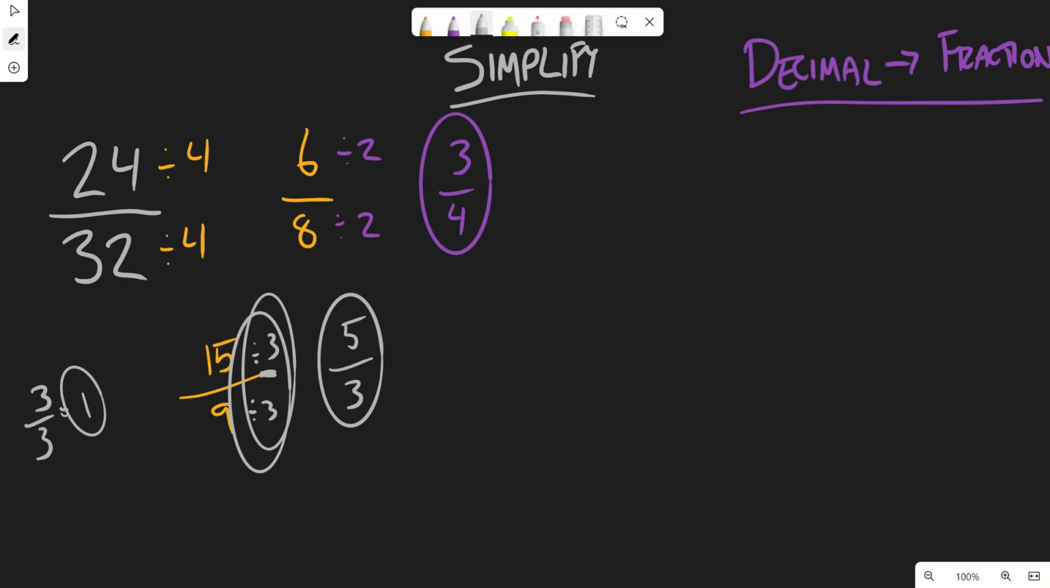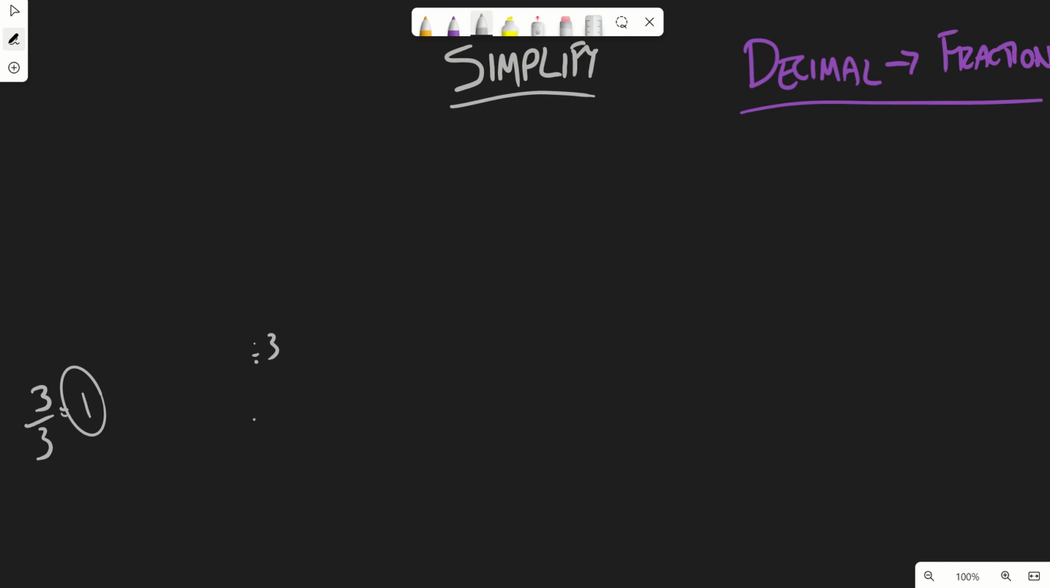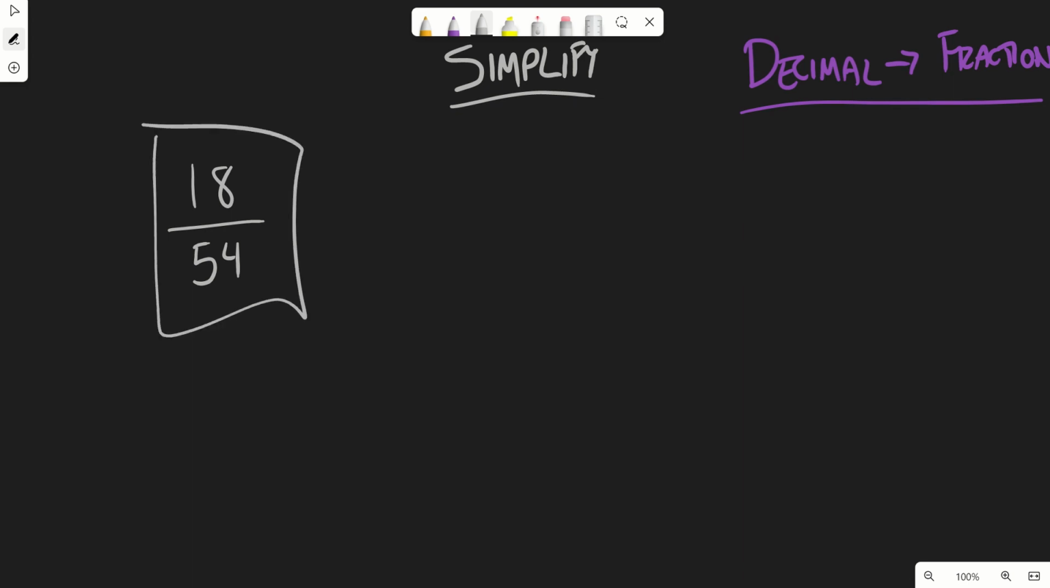Go ahead, let's simplify this one, and then you can move on to our next thing. Let's take the fraction 18/54. All right, simplify 18/54, and then let's move along.